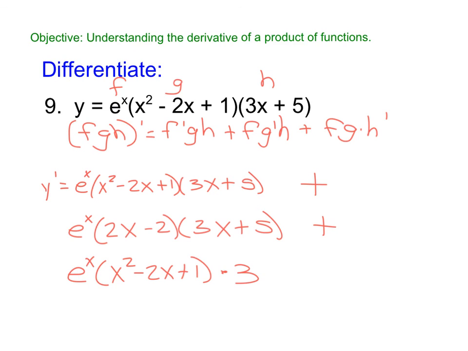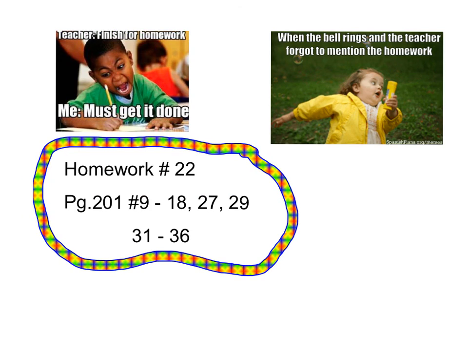I'm not doing anything with that. I guess you could factor out the e to the x. There are ways to simplify it, but there's no purpose. So I'm just going to leave it. All right, there's homework 22. Again, it's just like practice, like get good at using these formulas.